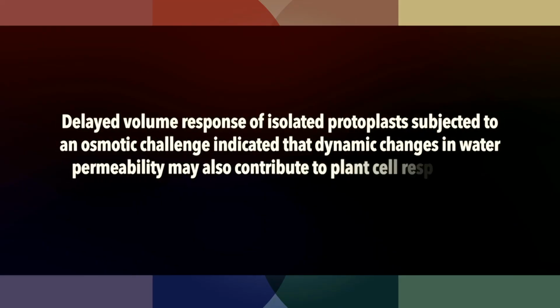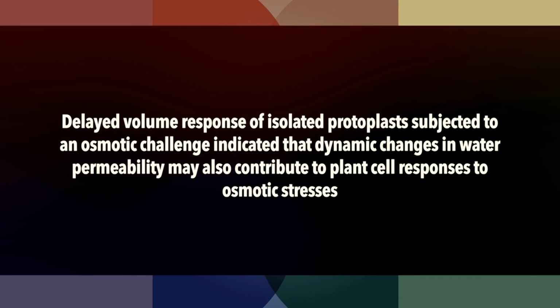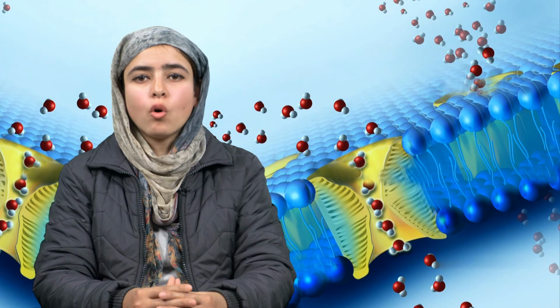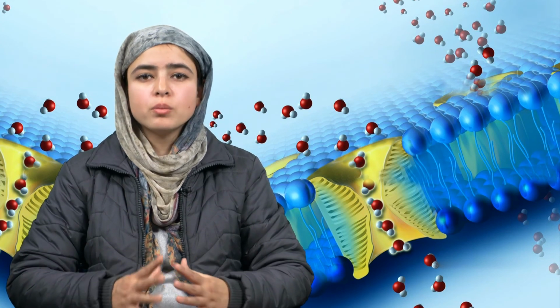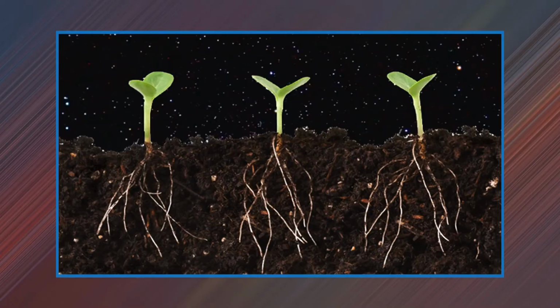The delayed volume response of isolated protoplasts subjected to an osmotic challenge indicated that dynamic changes in water permeability may also contribute to plant cell responses to osmotic stresses. A direct dependence of water permeability on transmembrane osmotic gradients has been observed in tonoplast vesicles purified from wheat roots but not in tobacco suspension cells.